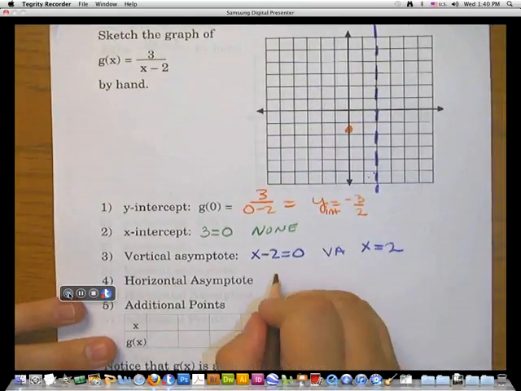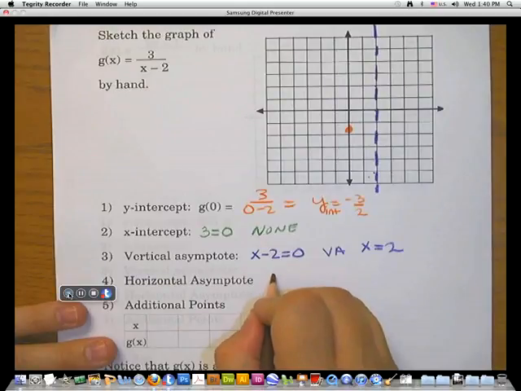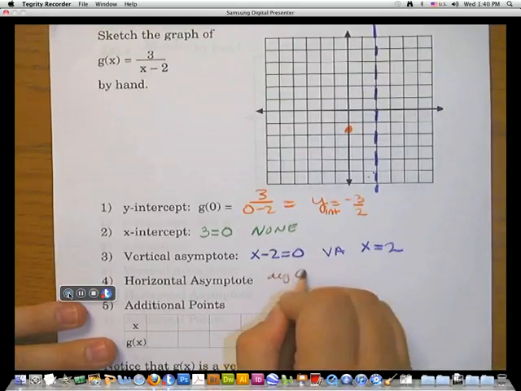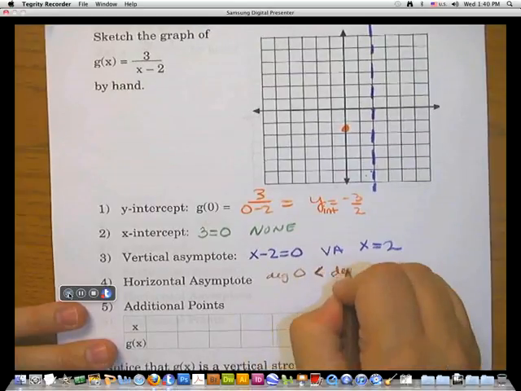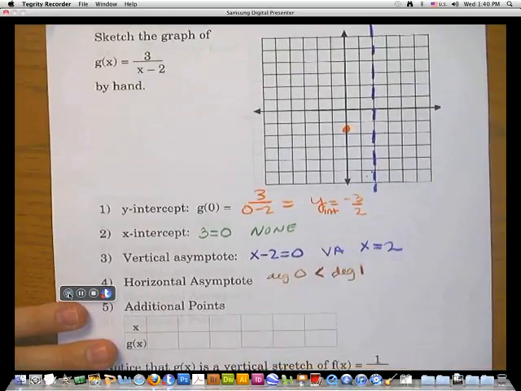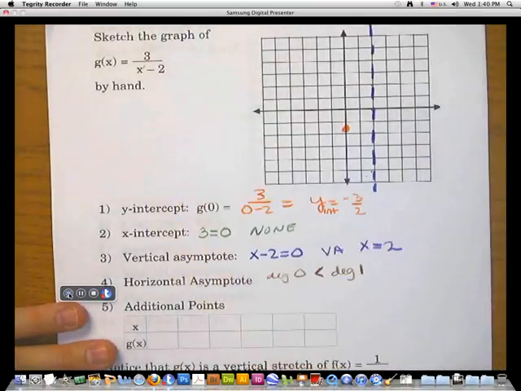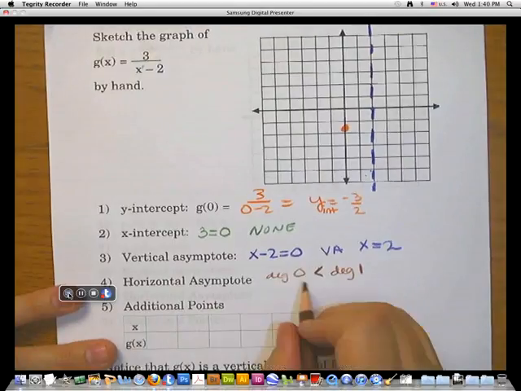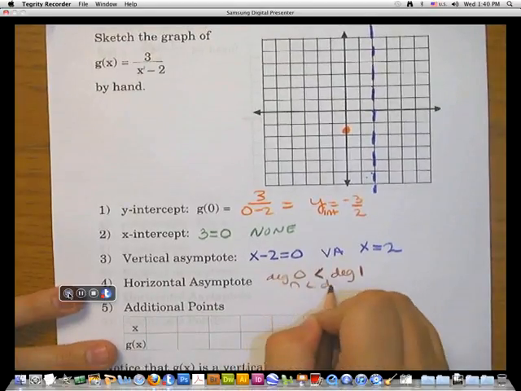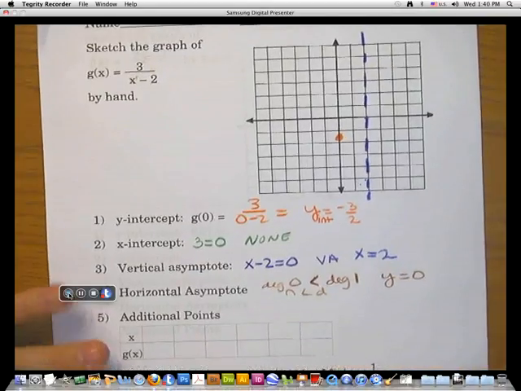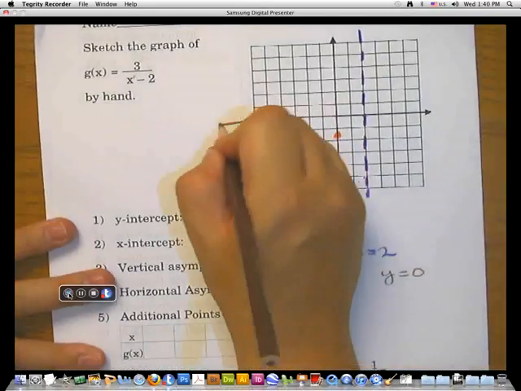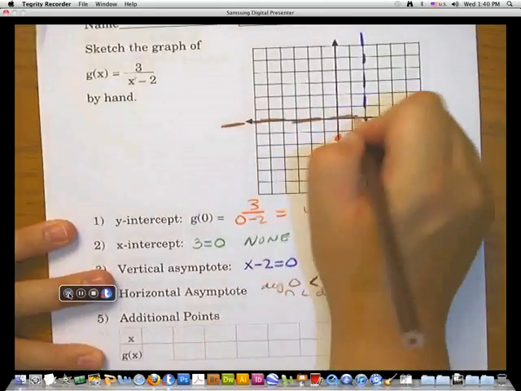Horizontal asymptote is based on the degree. The degree of the numerator is 0, and that is less than the degree of the denominator, which is 1, because it's 0 up here, x is 1. And if the numerator is less than the denominator, we know that the asymptote is y is 0. So that's our x-axis here.